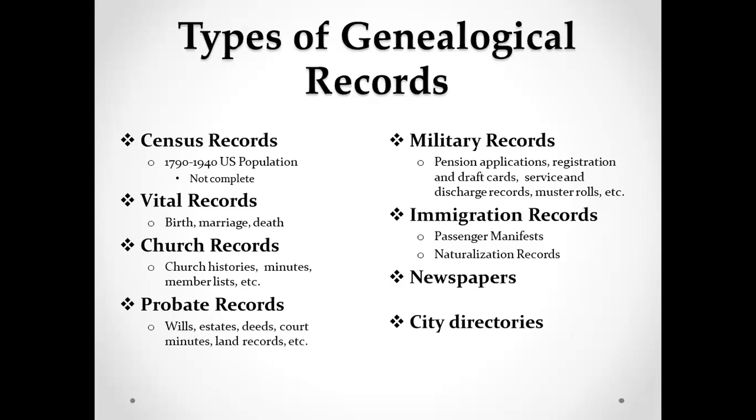Military records, pension applications, registration and draft cards, service and discharge records, muster rolls. You can have immigration records, so passenger manifests, naturalization records, and newspapers, which can give you a wealth of information if the newspaper was preserved or if they reported it to begin with. And then I'm going to talk a little on city directories at the end.